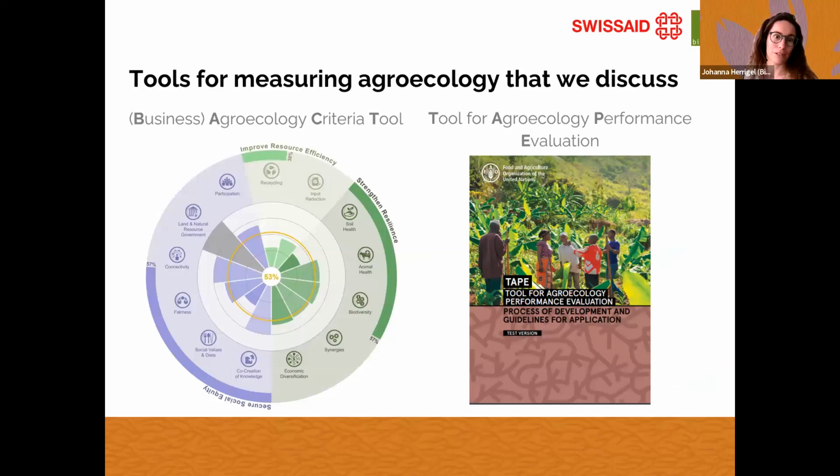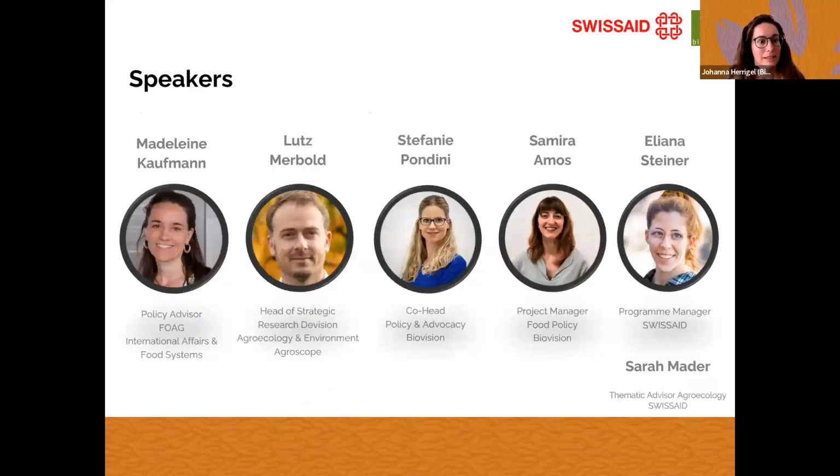of agroecology works. So the tools that we're discussing today are these two tools: the Business Agroecology Criteria Tool, or BACT, developed by Biovision, and the Tool for Agroecology Performance Evaluation, or TAPE, from FAO. And these are the speakers who will introduce both tools and then also the specific applications or uses of the tools that have been made.